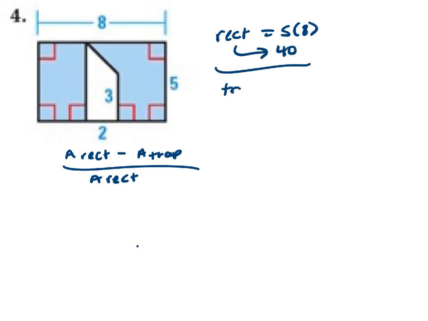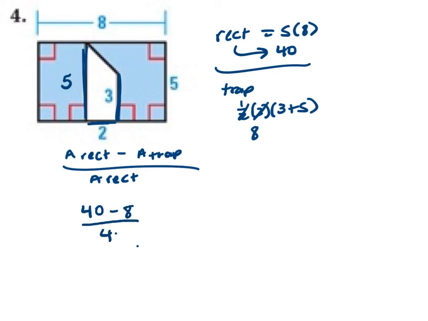And then the trapezoid, you've got base 1, which is 3, base 2, which would be 5 because it's the same as the side length, and then the height, which is 2. So 1/2 height times base 1 plus base 2. This cancels, and I get just 8. So rectangle is 40 minus trapezoid, which is 8, over rectangle, which is 40, and this is 32 over 40. And 8 goes into both of those, 4/5 or 80%.